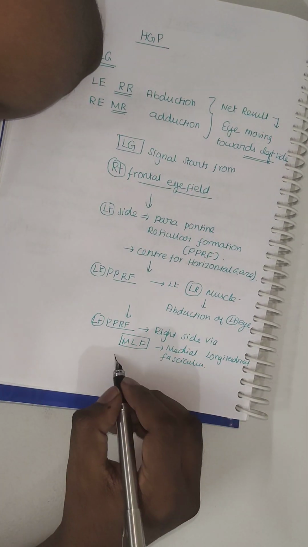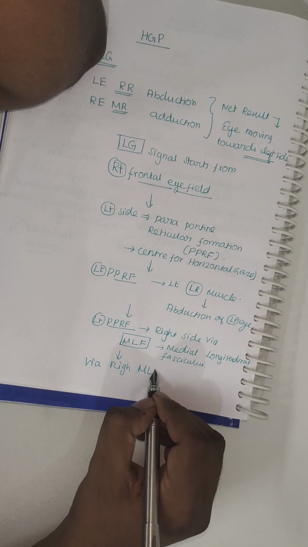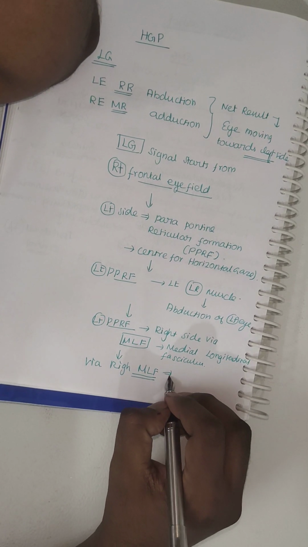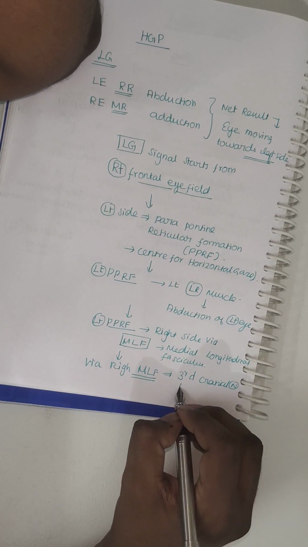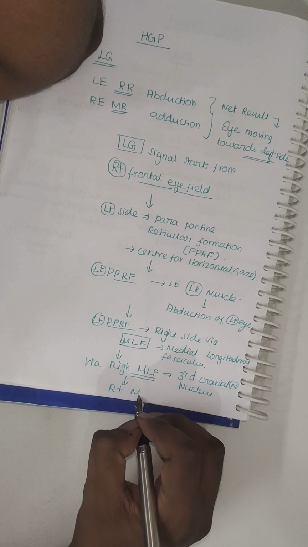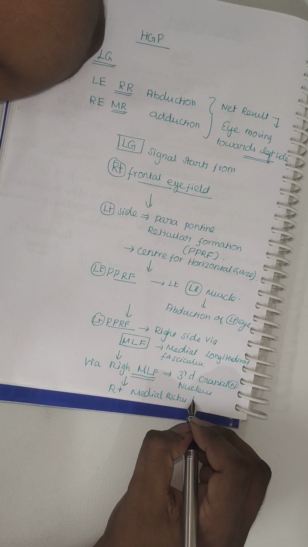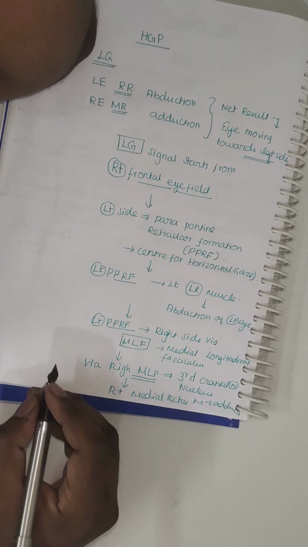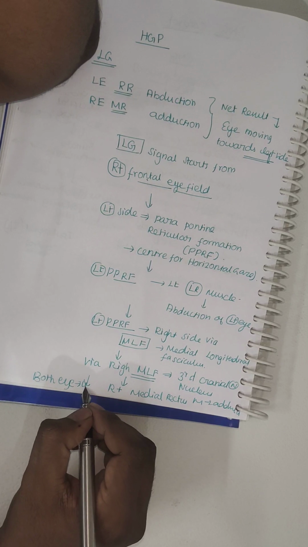Via the right MLF, the signal goes to the third cranial nerve nucleus, and from there the right medial rectus muscle adducts. Then both eyes will reach left gaze.